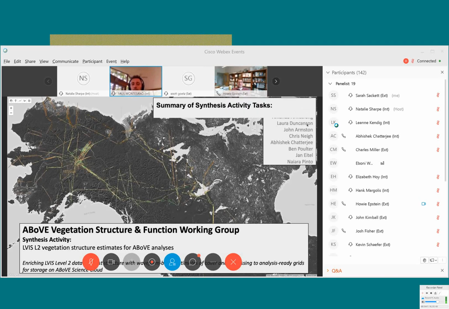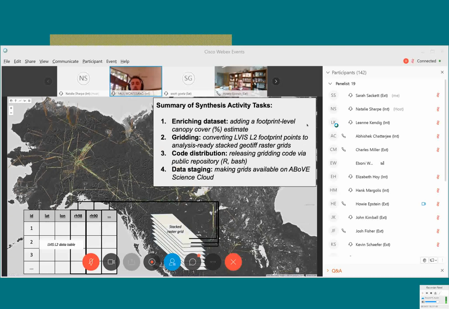We think these analysis-ready grids will help push forward planned, unplanned and unanticipated collaborations, sort of what Natalie talked about a few minutes ago, and also ease the integration of airborne data into models, something that Josh Fisher explained on day one. That's particularly important. We'll note that these grids will be snapped to the ABoVE 30-meter grid, so hopefully that'll be particularly useful. So what are the steps involved in the synthesis activity?